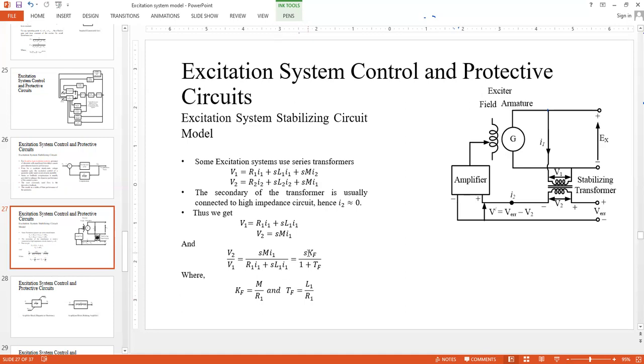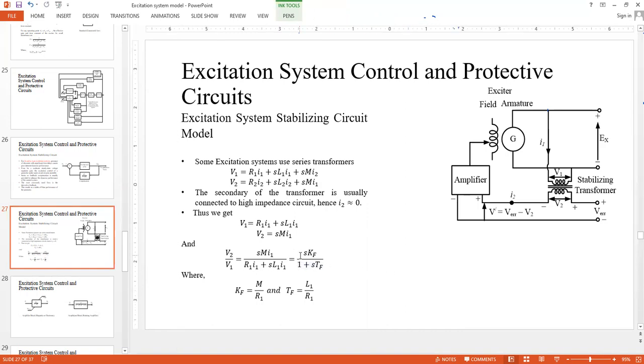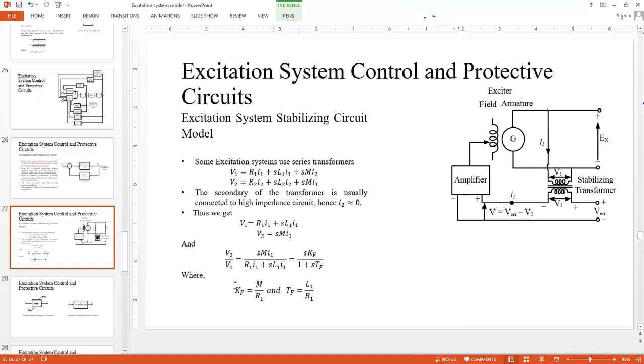So you see that this expression turns into this expression. Okay, so you have SKF divided by, oh, there's a mistake, there should be STF. Okay. So that is the expression we are looking for, and this is the same as SKF over 1 plus STF. Okay, and the expression for KF and TF are like this, where you can see clearly that TF is a time constant for some RL circuit. So TF is the time constant and KF is a gain.